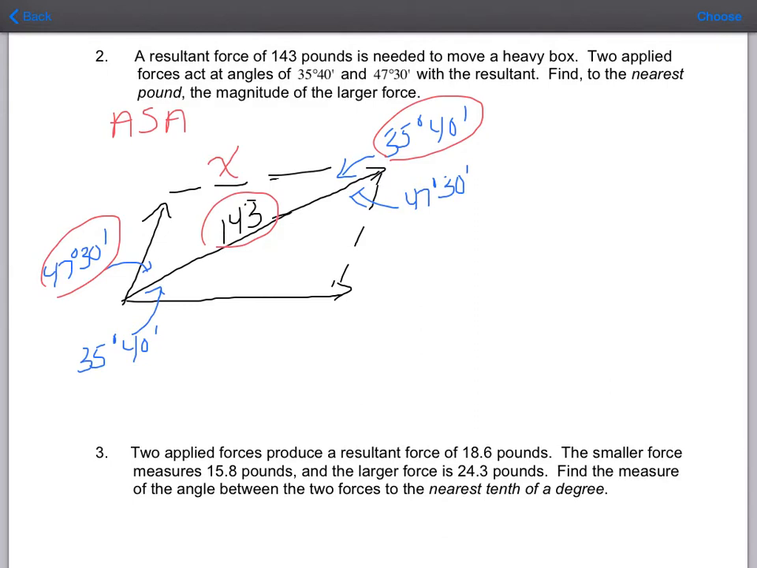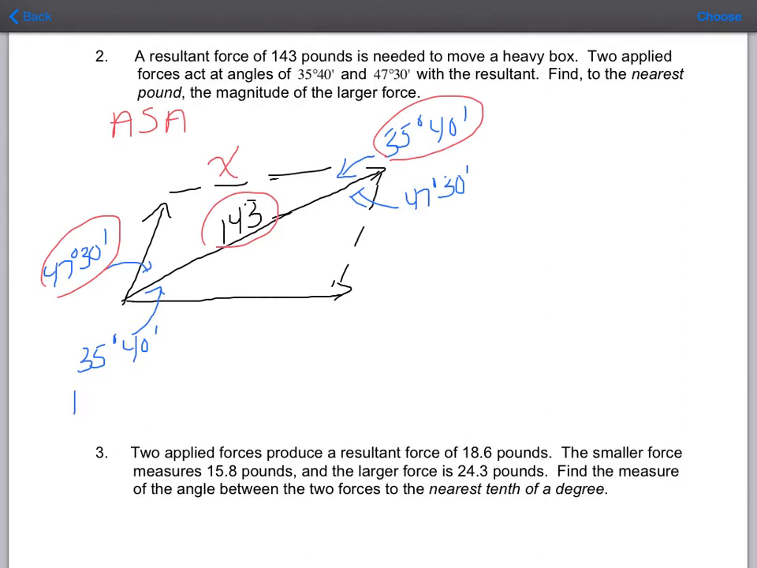Well, let's see what I have here. I do have side 143, but I don't have that angle. I'm looking for x, and I do have the angle across from x, which would be 47°30'. I need to find the angle across from 143 in order to use law of sines. So what am I going to do? You're right. Every triangle equals 180 degrees.